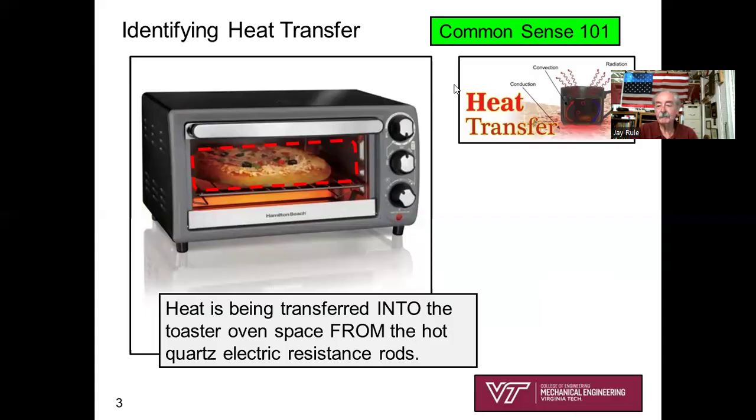Okay, another common sense 101 idea. You've got a toaster oven, and you're trying to make your delicious pizza in it. You know good and well the quartz electric resistance rods down low, and perhaps even above on the broiler side of your toaster oven, are on and heated up to red hot, as you can see. And so, of course, the conclusion is heat is being transferred into the toaster oven space, probably to both the pizza and the air inside, from the hot quartz electric resistance rod. There's a heat transfer problem, isn't it? You got that nailed.